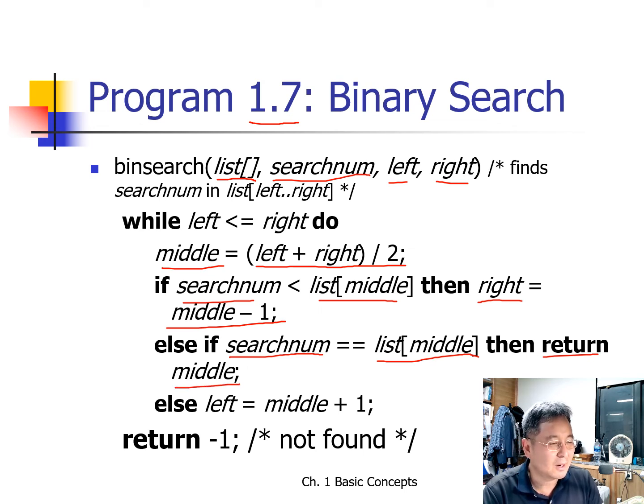And otherwise, the left value must be adjusted to search on the right side of the data set. Okay, so the left value will be adjusted to middle plus 1. Okay, we will search only the right side of the middle. Okay, so that's the binary search algorithm.